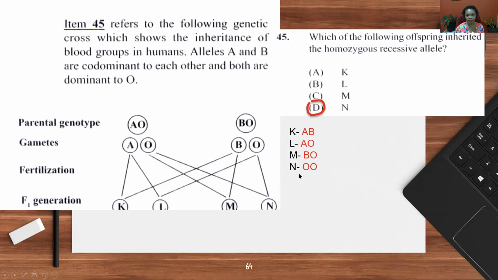So N is homozygous recessive. Remember, homo means the same. So it can be homozygous dominant. In that case, it would be like big A or big B, or homozygous recessive. In that case, it's two little o's. It's two O's.